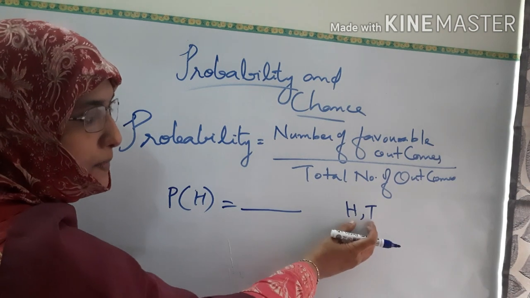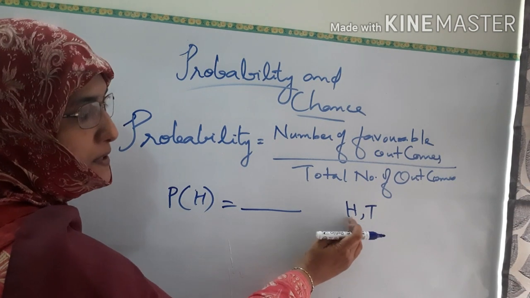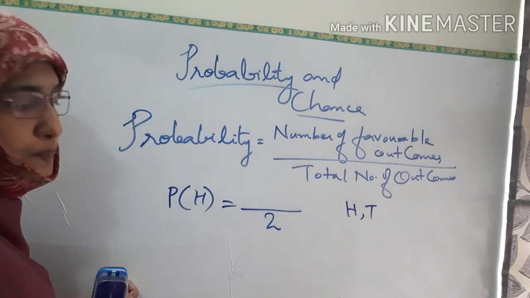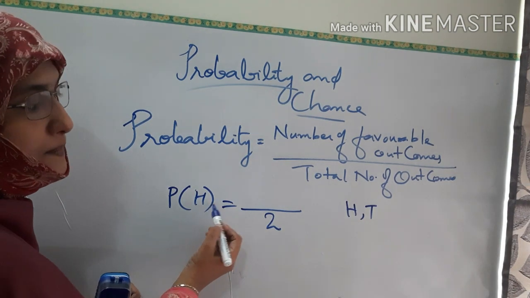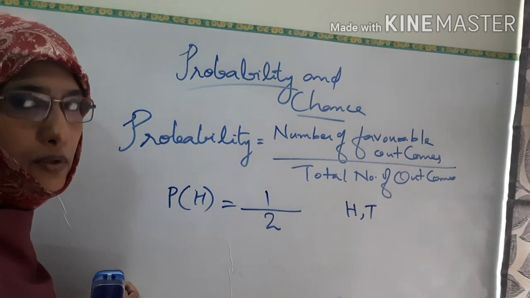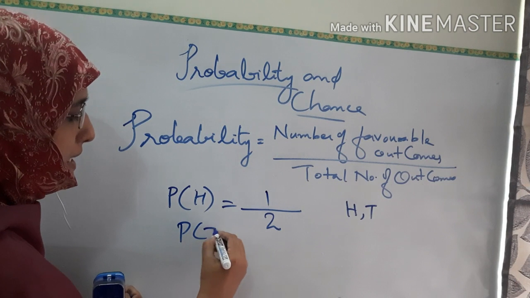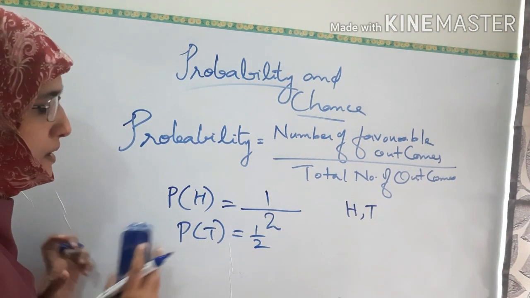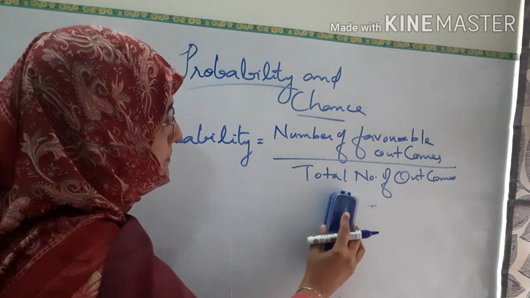So here the total number of outcomes is only 2, one head and one tail. So the denominator will be 2. And what about the numerator? You are getting the probability of only 1 head there. So it is 1 by 2. Probability of getting a tail is also the same, isn't it? 1 by 2.